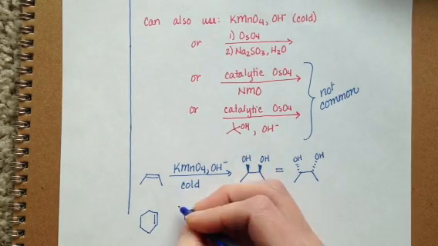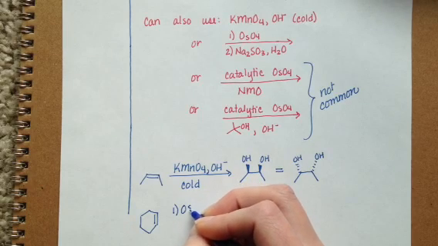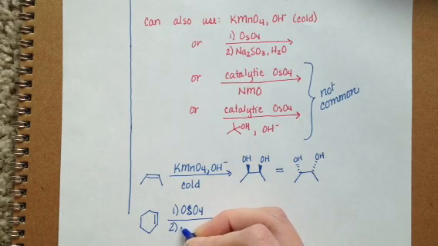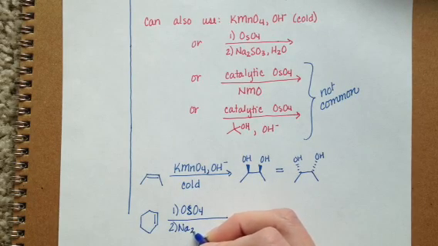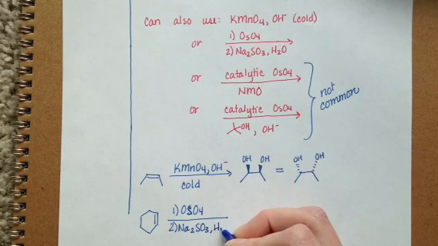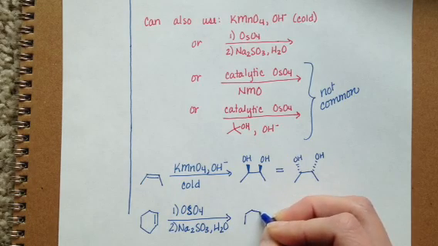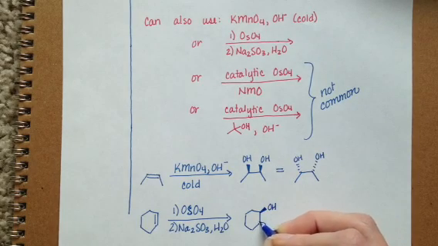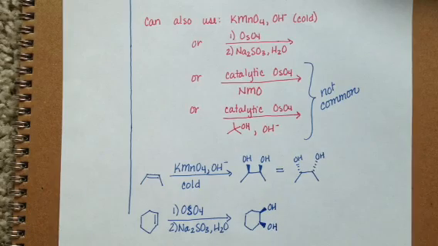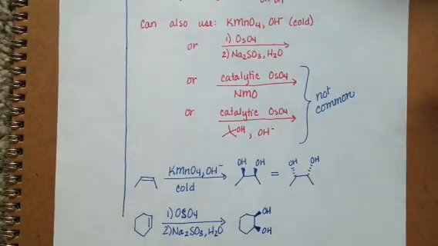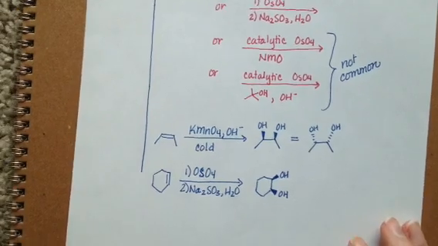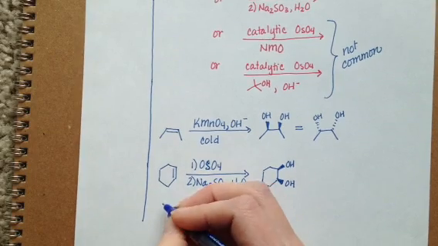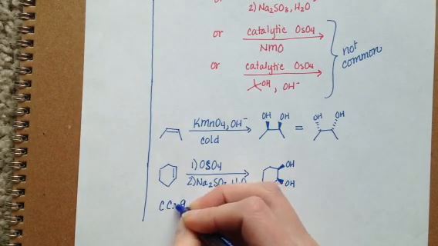We'll use this time osmium tetraoxide. And again, just put those two hydroxyl groups on the same side. Both wedges or both dashes, whichever you would prefer. This reaction you can practice with conceptual checkpoint 9.33.